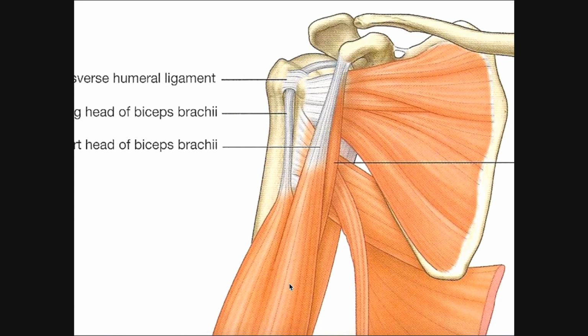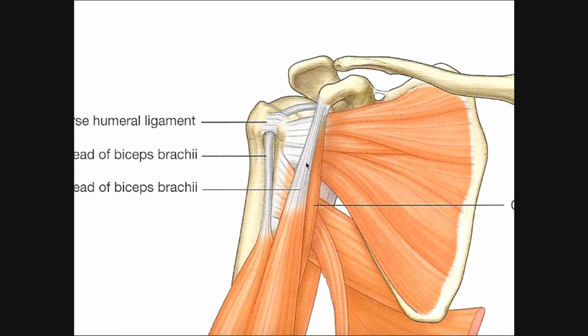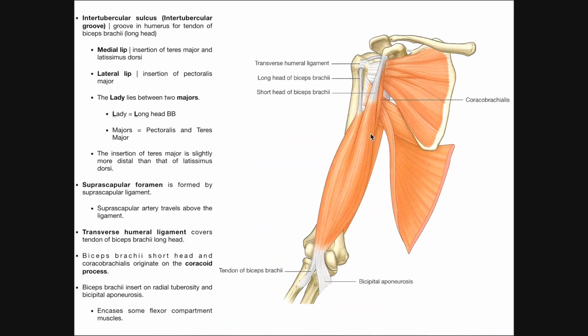Also, we have the short head of biceps. The short head is more medially placed, and you can see here that it originates on the coracoid process. In addition to that, the coracobrachialis also originates on the coracoid process, but the coracobrachialis is a much deeper muscle, and so we can't see its insertion, but it would insert about halfway down the humerus on the medial side.